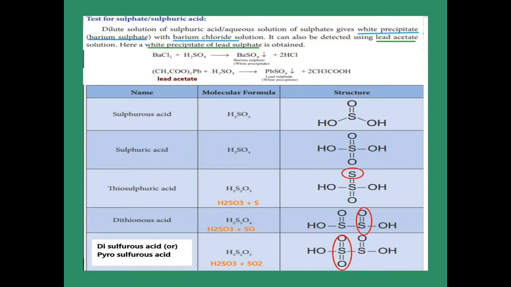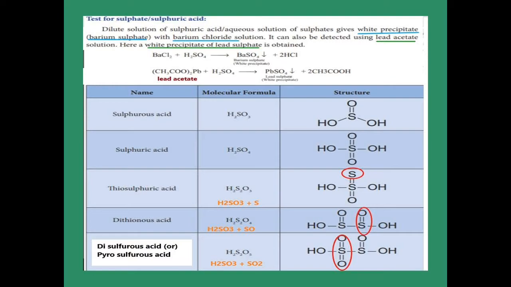The next one, sulfuric acid. Sulfuric acid is H2SO4. It contains one more oxygen than sulfurous acid. So, referring to the sulfurous acid structure, we have to put one more oxygen. The center sulfur forms a double bond with that oxygen. This is the sulfuric acid structure.